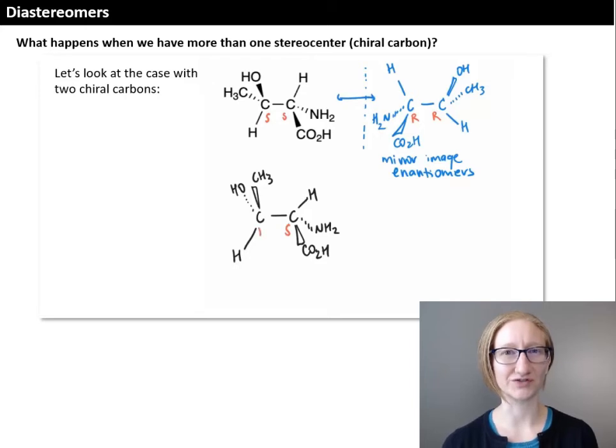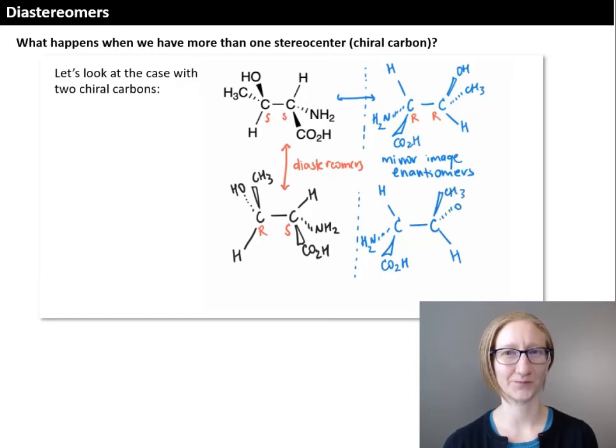So comparing the two structures on the left, the two black structures, these are called diastereomers. This molecule on the bottom now also has an enantiomer. So we can draw its mirror image. And in its mirror image, both chiral carbons will be inverted. The two structures on the bottom here are enantiomers of one another.